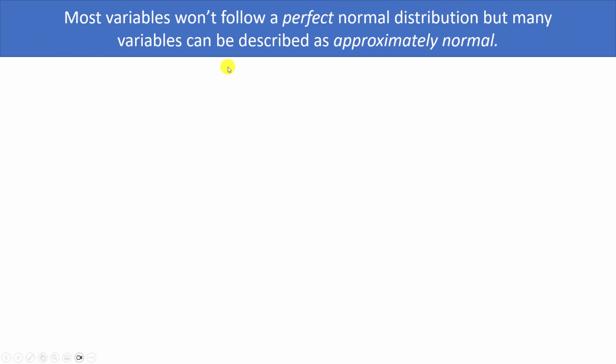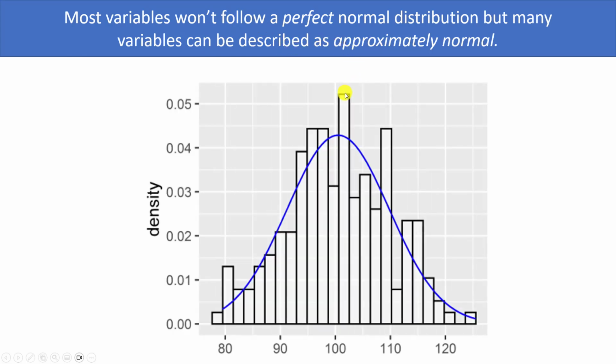Now, most variables are not going to follow a perfect normal distribution, but many variables can be described as approximately normal. For example, consider this histogram. This histogram does not perfectly fit the shape of the normal distribution curve, but it does approximately fit that shape, so we might say that this variable follows an approximately normal distribution.